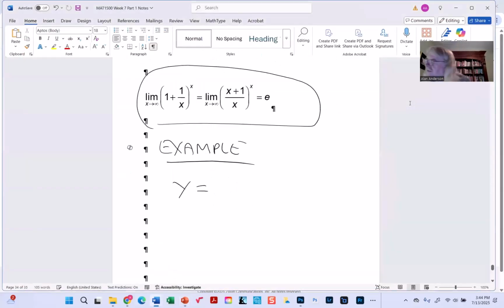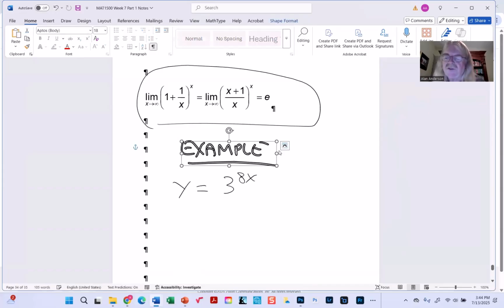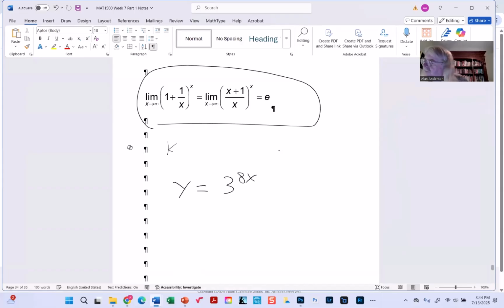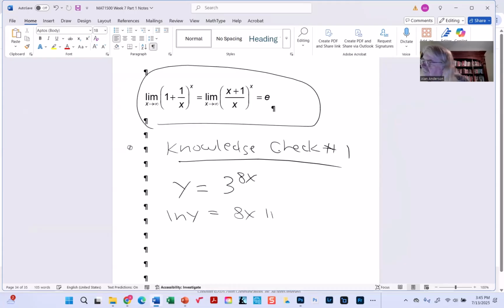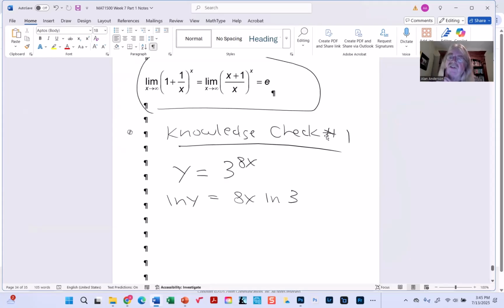3 to the 8x. Now, obviously, we're going to need one of those special properties that we just saw. So in a minute, we're probably going to have to look at that chart again. All right, so first things first, we take the log of both sides. And then we use implicit differentiation.